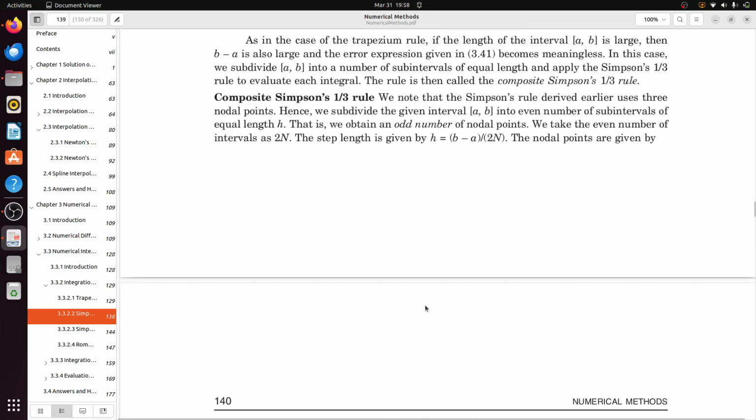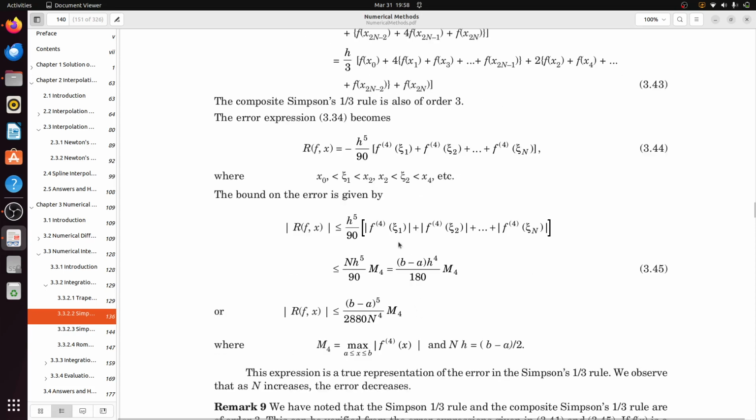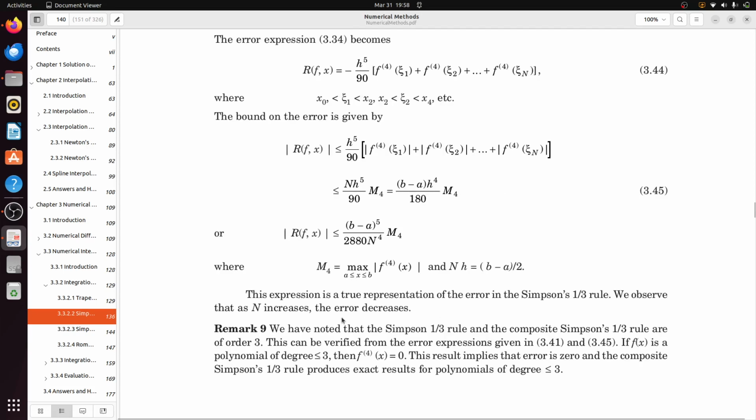And the error in composite integral is also very, like I have discussed, b minus a into h to the power 4 by 180, where M4 is the maximum of f4 of x, where x belongs to the desired integration interval.